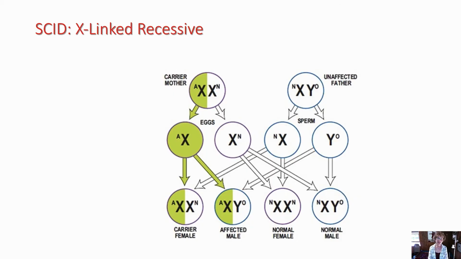The condition that these young men had is called SCID, Severe Combined Immune Deficiency Disorder, in which they have a non-functioning immune system. This is an X-linked recessive disorder. You don't need to know this, and we'll talk about this when we talk about genetics.